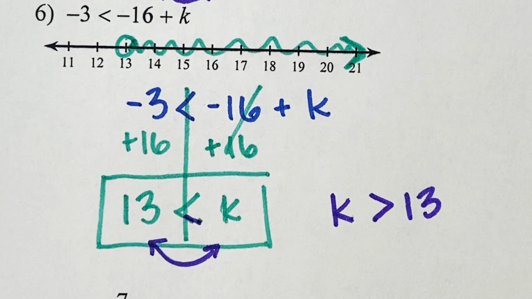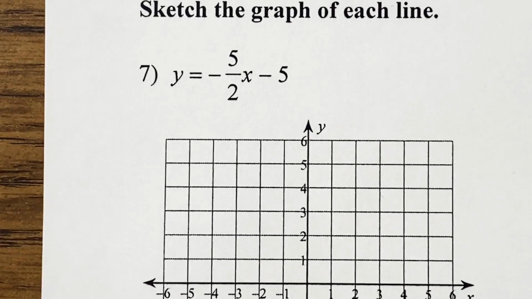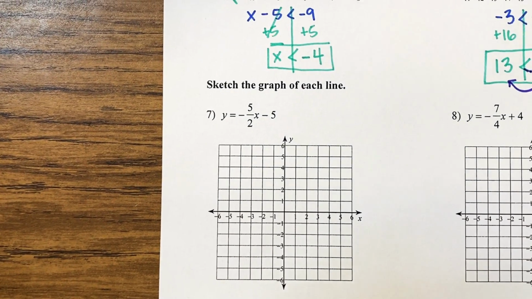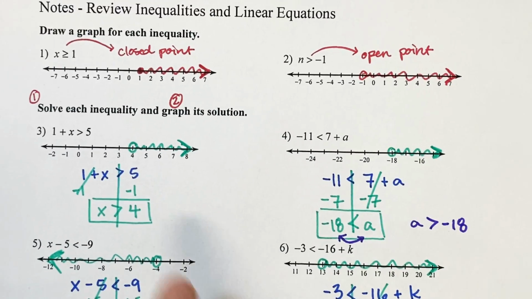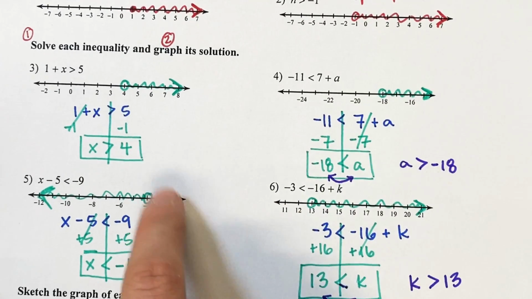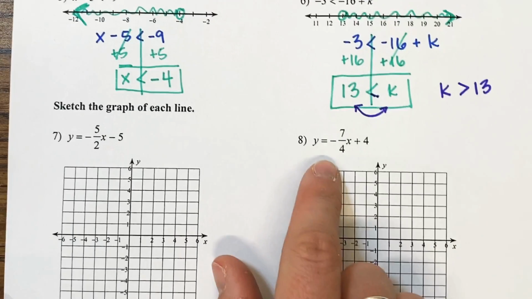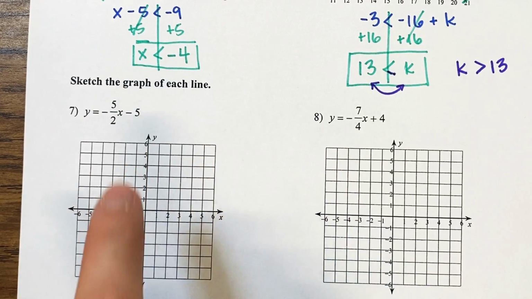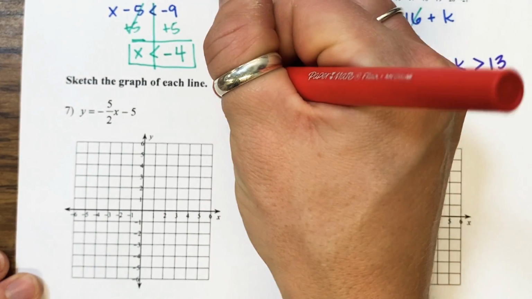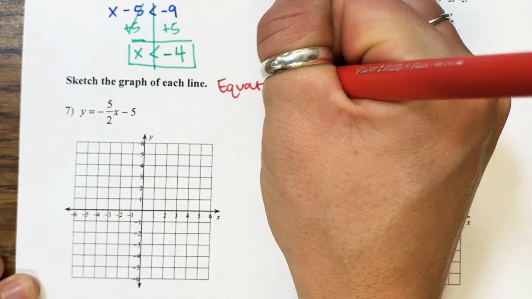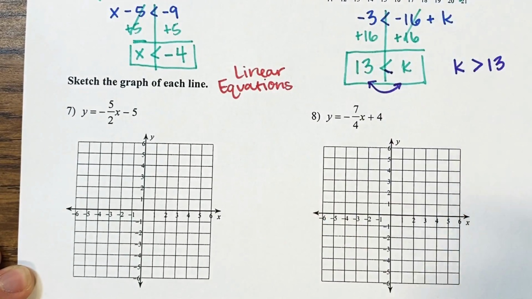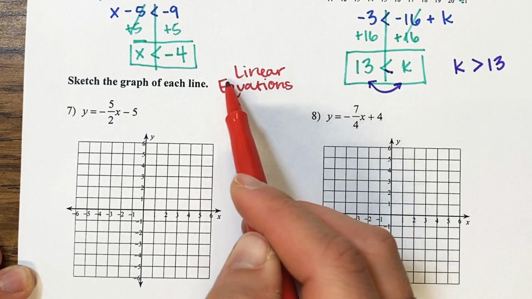Okay, let's look at number 7. Okay, so I'm going to zoom out a little bit. So 1 through 6, we were solving and graphing inequalities. So 7 and 8, these guys are not inequalities. Look at the signs, okay? These guys are what? These guys are equations. Okay, not only are they equations, they are linear equations, meaning they create straight lines on the graph.